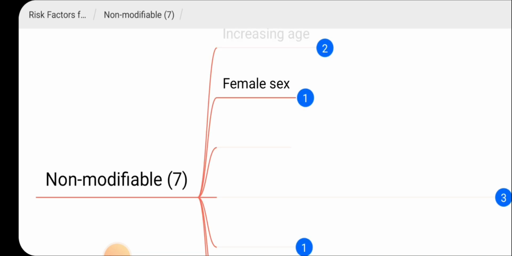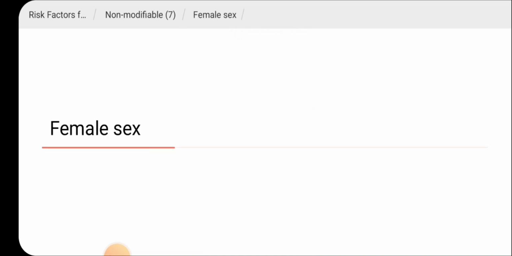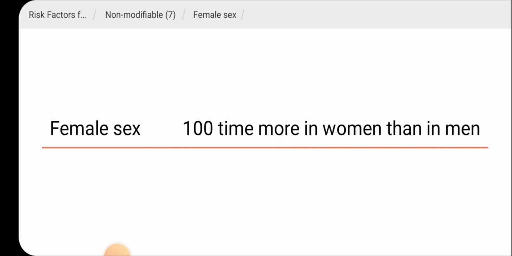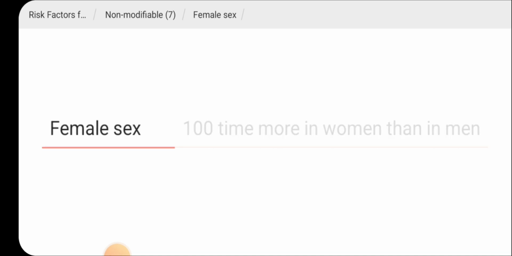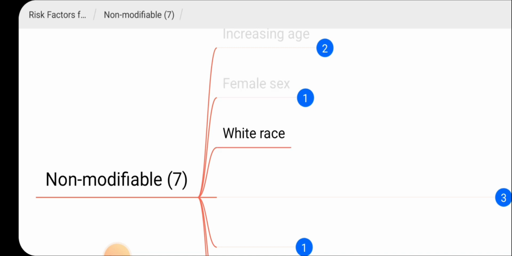Then female sex. Female sex is a risk factor for breast cancer, and women have 100 times higher risk of breast cancer than men. So, female sex is a risk factor. Then white race. This is more applicable to the American population. If we compare white women and black women, then white women have a higher risk of breast cancer.